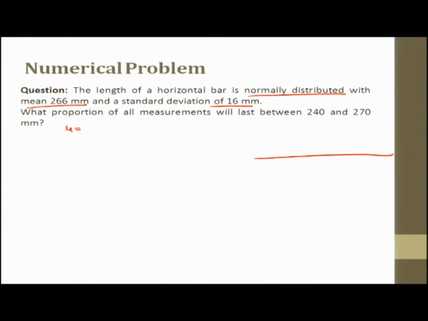But within this interval, how to calculate? Now, I will follow the same steps. First, put the data here. The mean mu is 266 mm and value of standard deviation is 16 mm. So, let me draw the normal curve here with mean equal to 266. We need to see the value between 240 and 270. 240 would be a little on this side, values between 240 and 270.